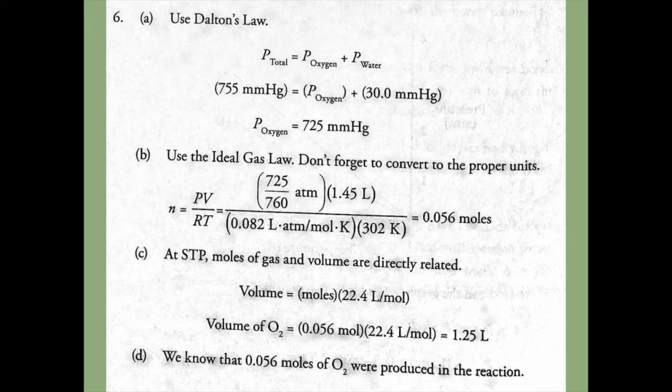In C, it says what would be the dry volume of the oxygen gas at a pressure of 760 millimeters of mercury and a temperature of 273.